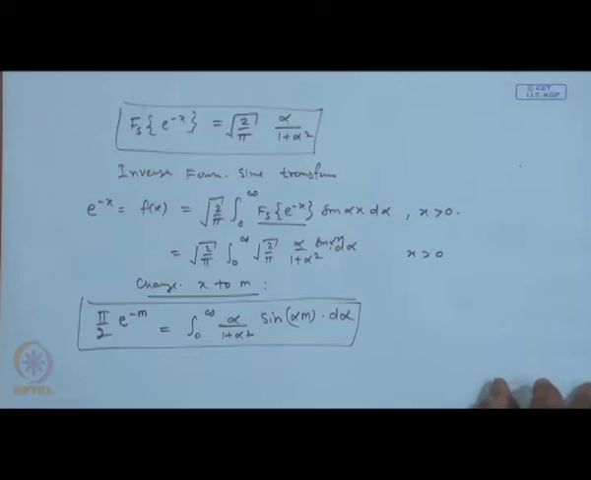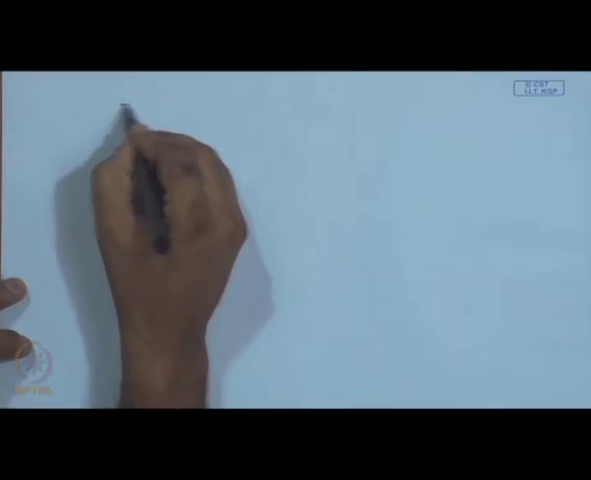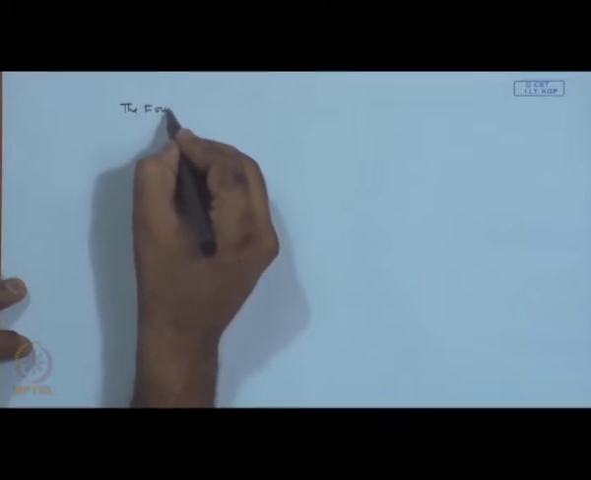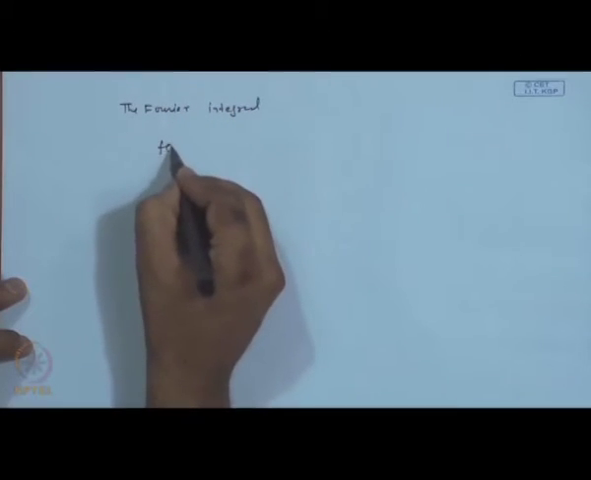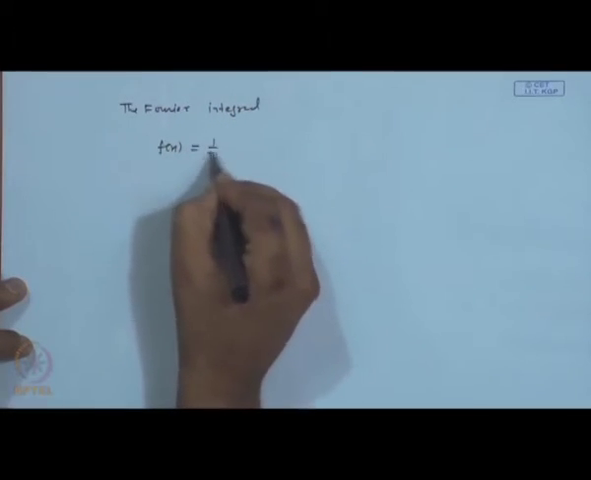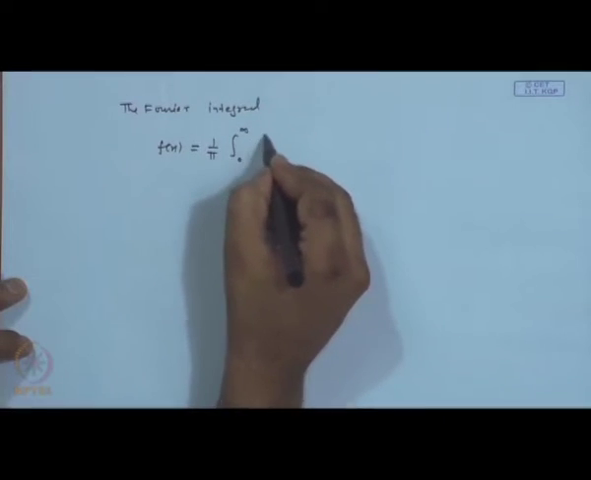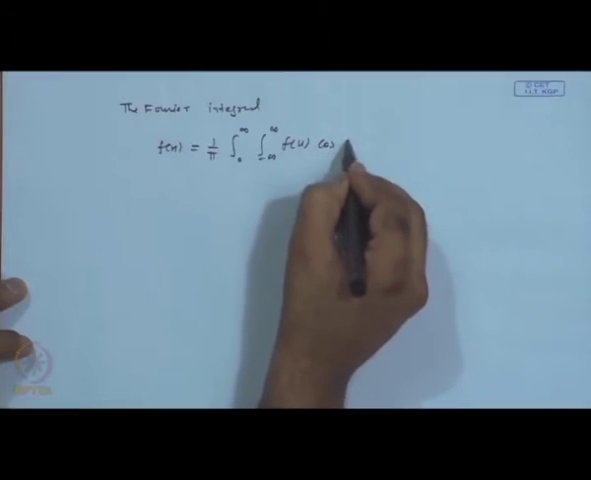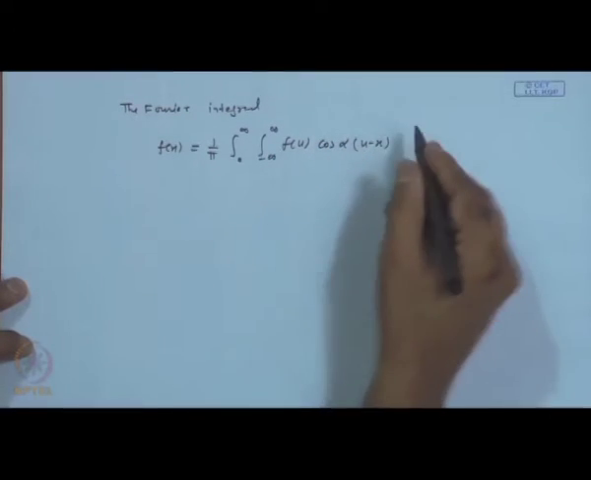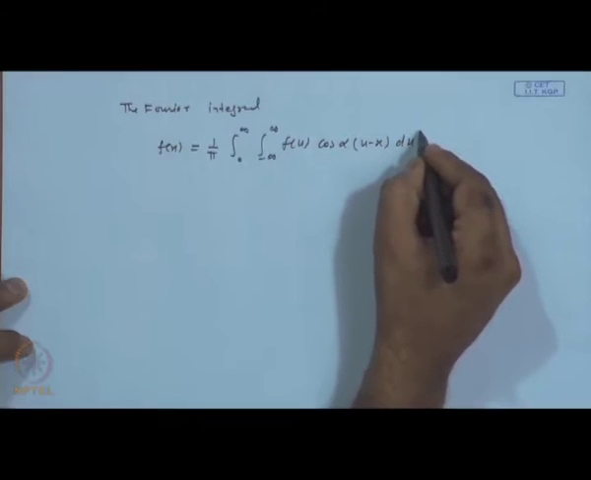Okay, so we now proceed to define Fourier transforms. For that we will again start with this Fourier integral. That's the fundamental concept we have. So we got this Fourier integral, and that was f(x) is 1 over pi, integral from 0 to infinity and from minus infinity to plus infinity of f(u) cos alpha (u minus x) du.